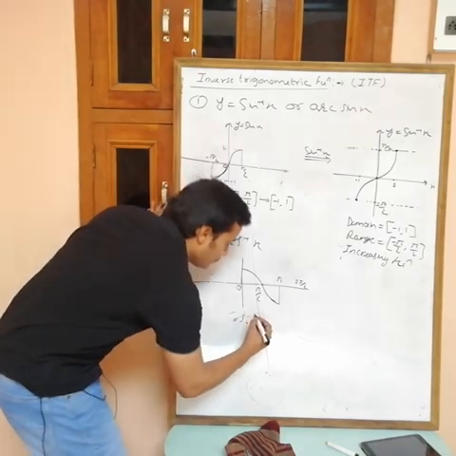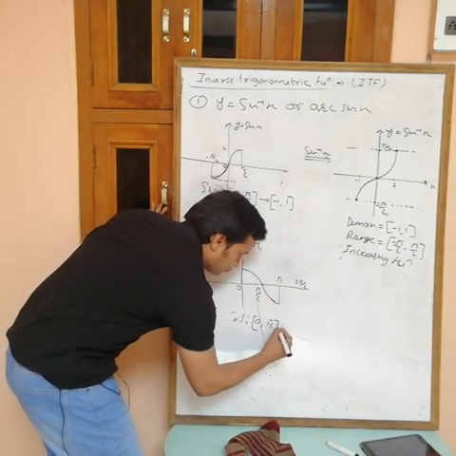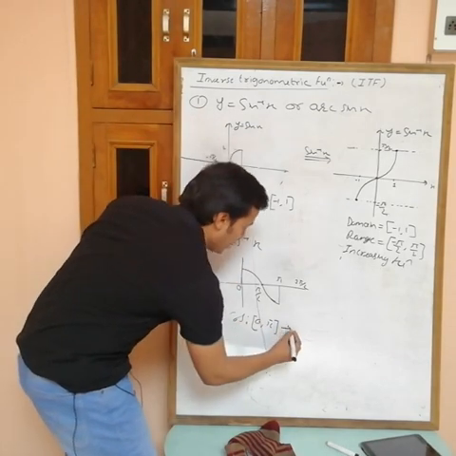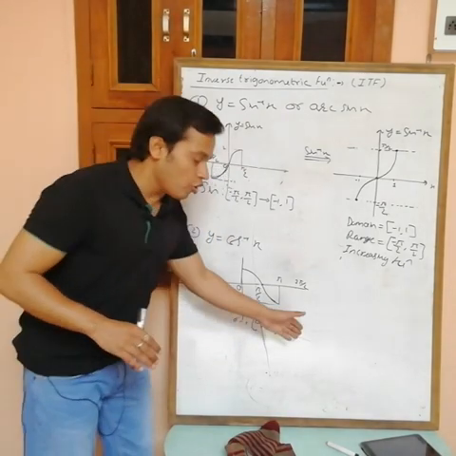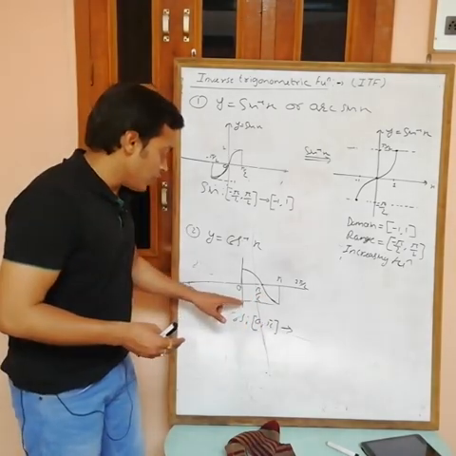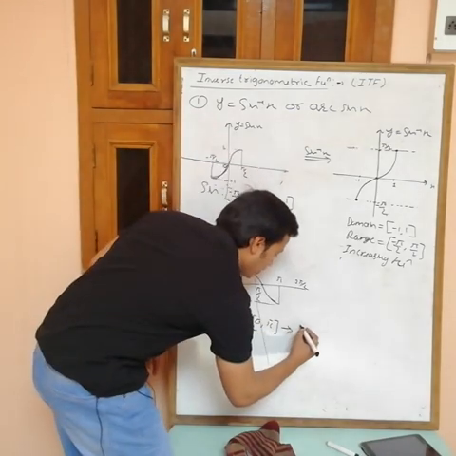So now the domain is 0 to pi. This is the domain, and the range is... I have to take the codomain such that codomain equals range, then this becomes onto now. So the range is -1 to +1. So I have to write the codomain as -1 to +1.